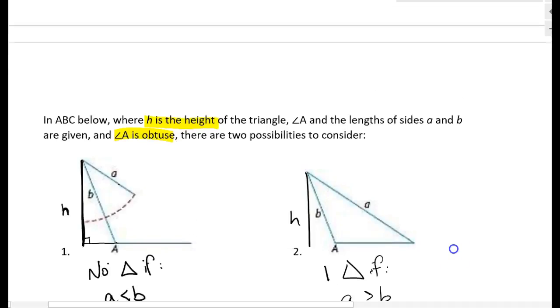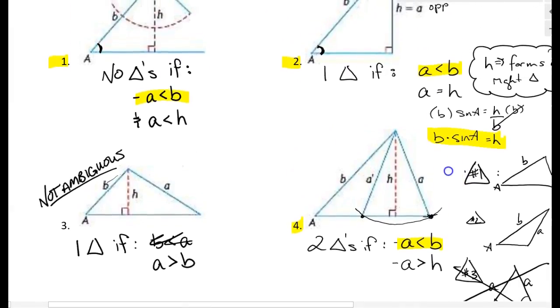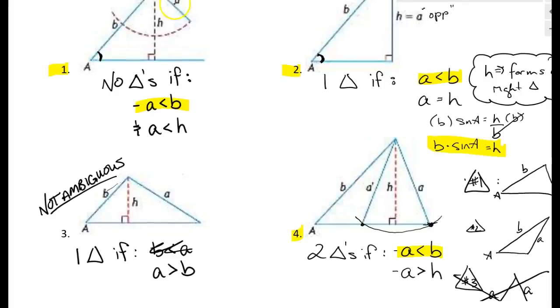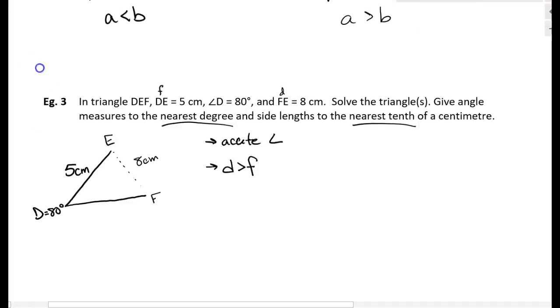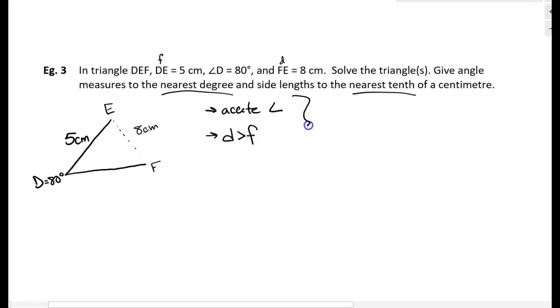If we go back to the previous page, if our kind of opposite side is larger than our fixed side, we're looking at scenario number 3 here, that is not ambiguous. I'm only going to have one triangle. This makes my life a lot easier because now I can just actually draw this in. Now 8 centimeters is much longer than 5, so I would stretch it out over here actually.